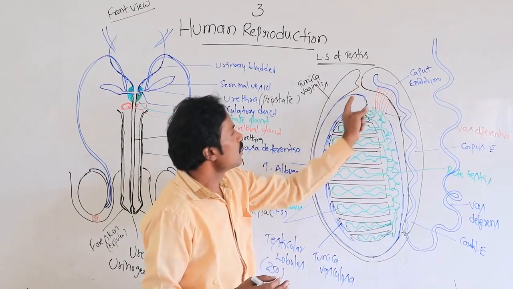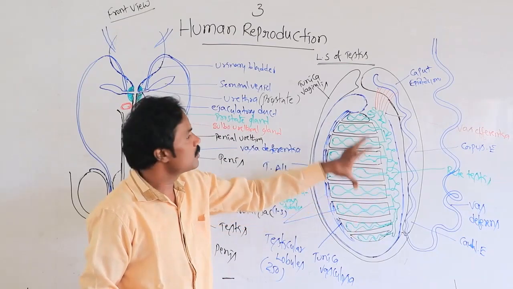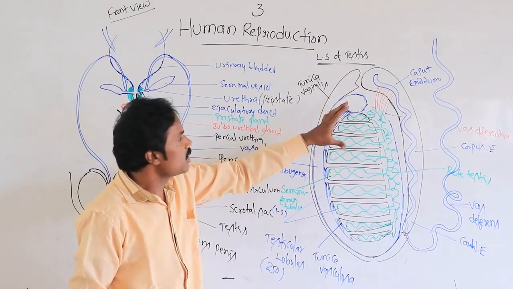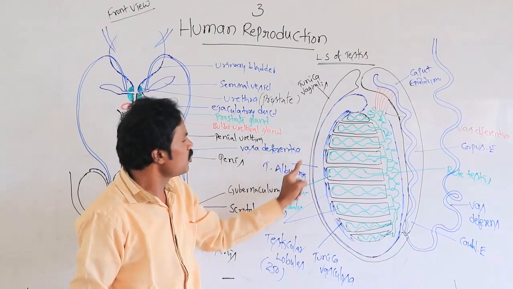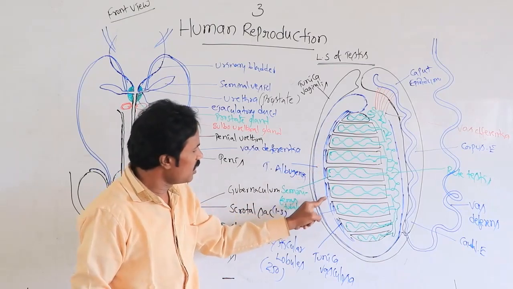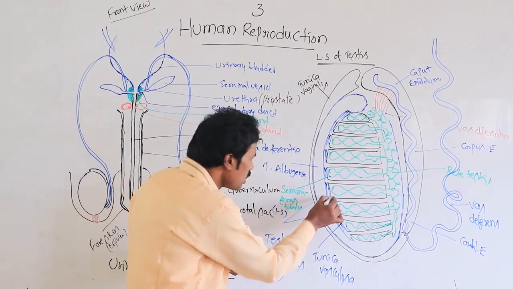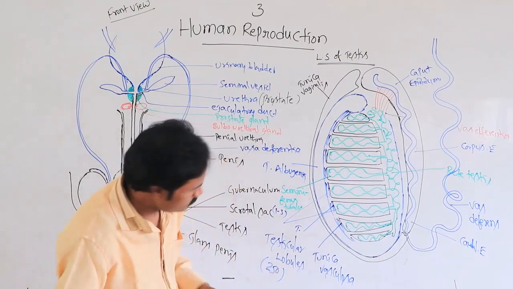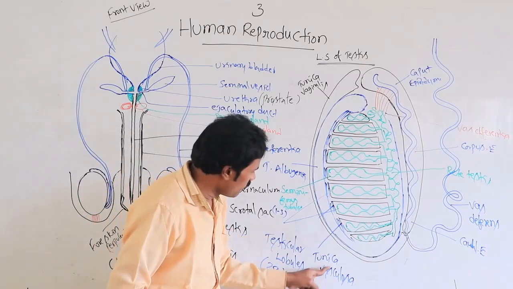What is the outermost? Based on this diagram, you observe in this LS of testis, the outermost layer is tunica vaginalis, the middle layer is tunica albuginea, and the inner layer is tunica vasculosa. That particular part we call as tunica vasculosa.